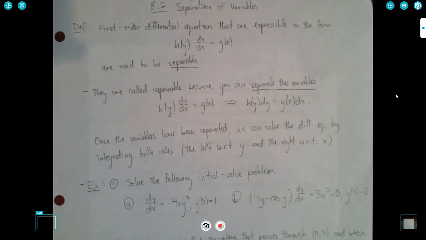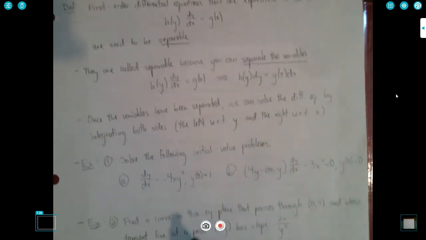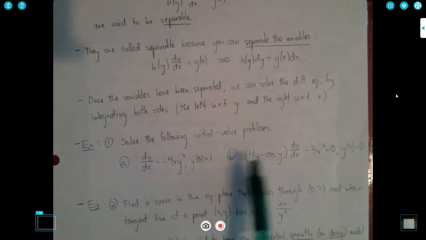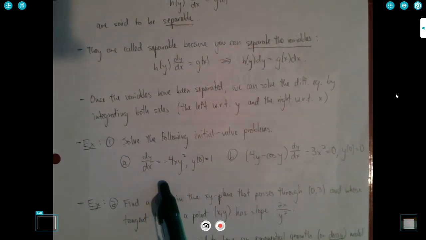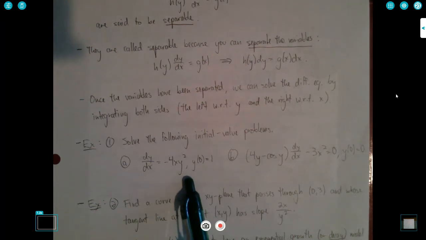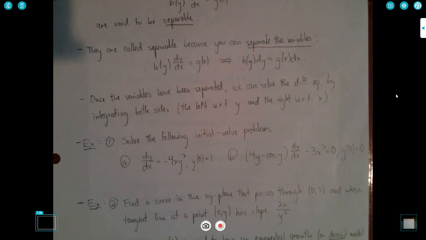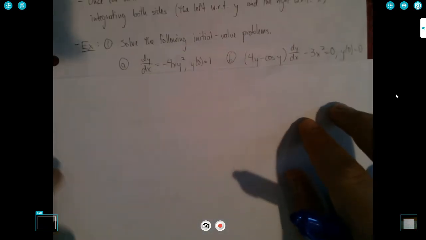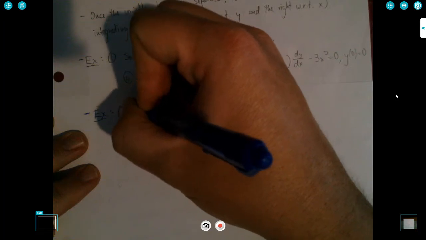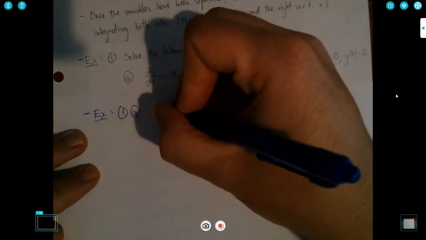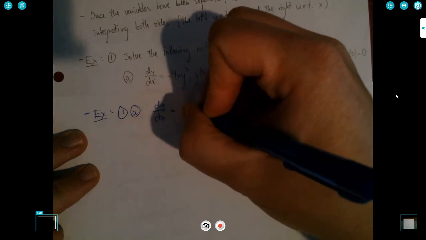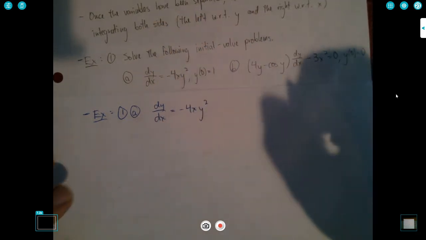Let me give you a couple examples. So this first one says, solve the following initial value problems, and we'll look at a couple of those. So for the first one, we have dy dx equals negative 4x y squared, and then the initial condition is that y of 0 equals 1. So let's take a look. So we've got dy dx equals negative 4x y squared.